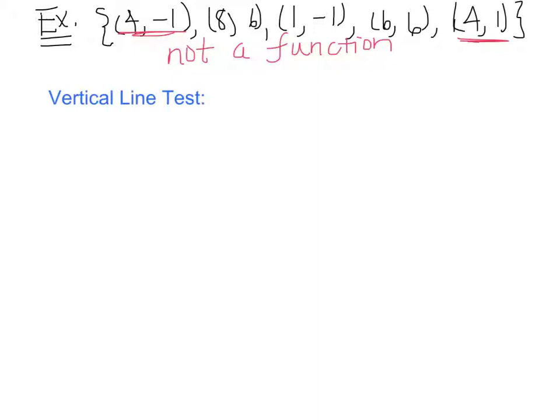The vertical line test can also be used to tell whether a relation is a function, and we usually do this on graphs because sometimes we can't see the points, the ordered pairs, or the mapping, and it's hard to actually just look at it and tell. So let's say we had this graph.